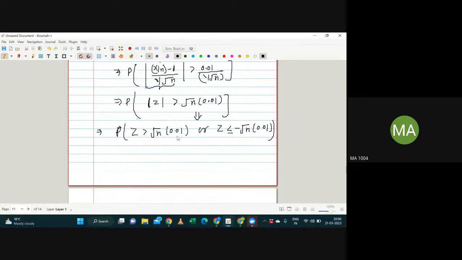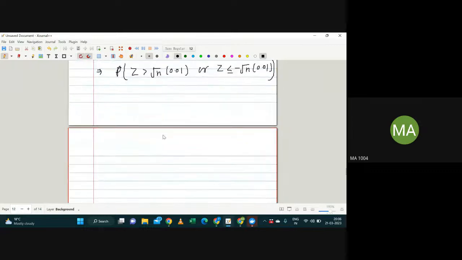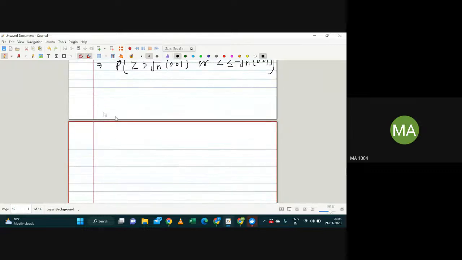Since this is a standard normal variable, the mean is 0. Suppose this is minus 2 and this is 2. Then the probability that z is greater than 2 is the same as the probability that z is lesser or equal to minus 2, by symmetry.